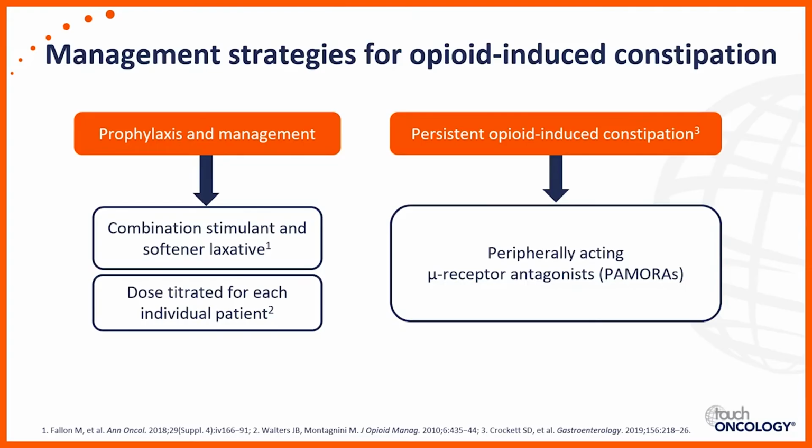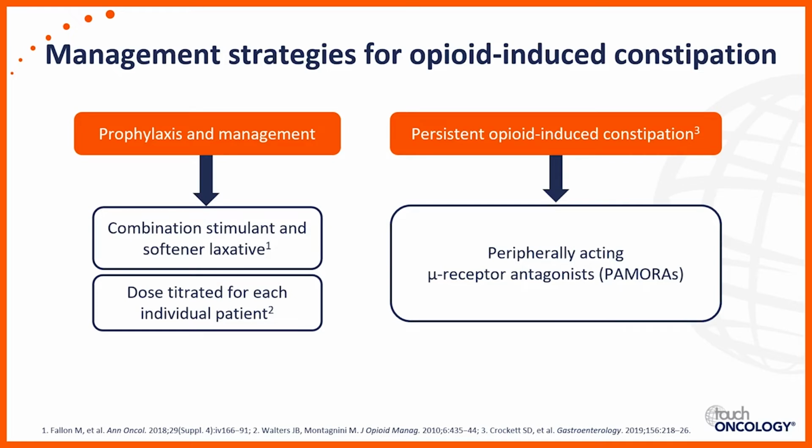So if we look at the common troublesome side effects for patients on a day-to-day basis, constipation is obviously high on the list, and we commonly prescribe a combination of stimulant and stool softener laxative to try and prevent opioid-induced constipation. So it's usually prescribed when the opioid is first prescribed, and the dose is titrated according to needs in an individual patient.